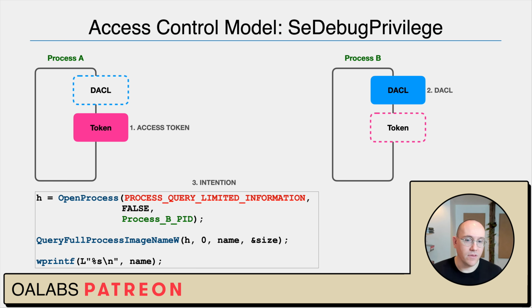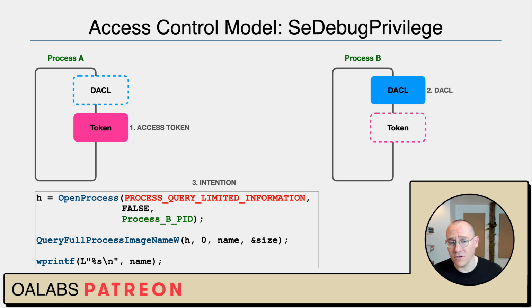What about if process A has SeDebug privileges? How does that work? Well, SeDebug privilege is a special privilege that your access token can have, which is basically like God mode on the system. Groovy. And in practice, this allows you to skip the DACL check on a process. So if you have SeDebug privileges, it's kind of like a shortcut where you don't actually need to check the DACL.